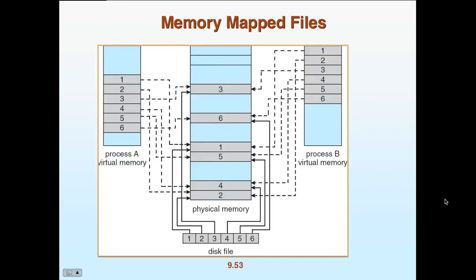So memory mapped files are done for sharing, they're done for efficiency, and they are a good concept if you have the memory available. Here we have process A in virtual memory, and process B in virtual memory. If we load the file into physical memory, here's our physical memory, and we have a disk file being loaded. Both processes can access the same file, the same shared memory. It makes for a lot of file sharing and inter-process communication.